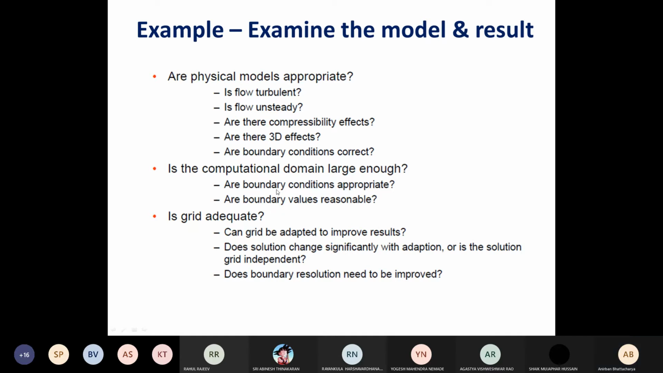Okay. Then we also have to question whether the grid is appropriately generated or not, meaning whether the mesh structure is correct or not. Can we improve the grid to improve the result?